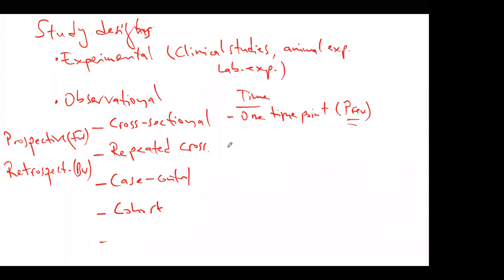Then there is the repeated cross-sectional study, which is, of course, you repeat the study in time, so it is prospective. A case control study typically is a retrospective study because you have the cases already. I will describe this study design in detail. You have the cases already and you go back in time and see whether they have some risks or not. So this will be a retrospective design most of the time. And the cohort study we will discuss in detail today is an example of prospective studies.